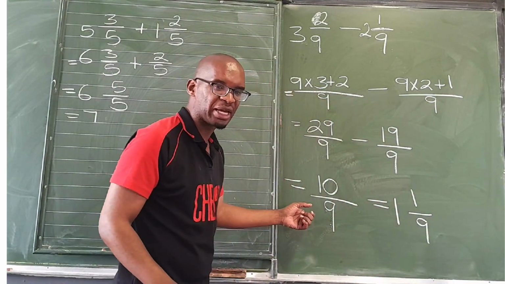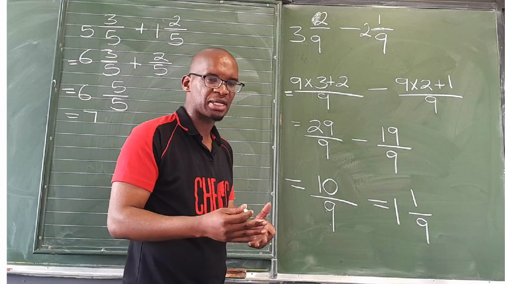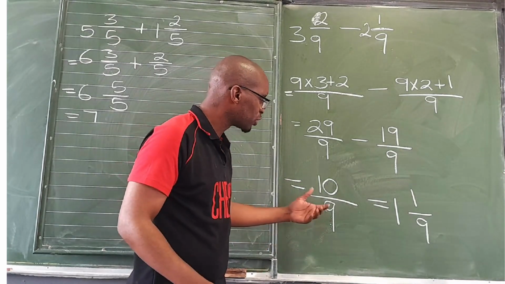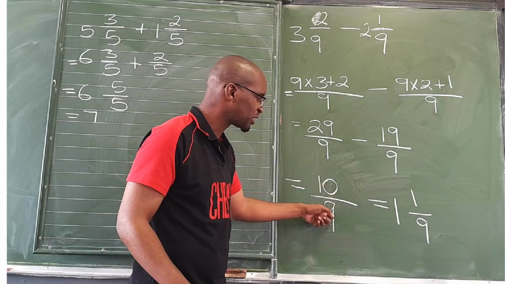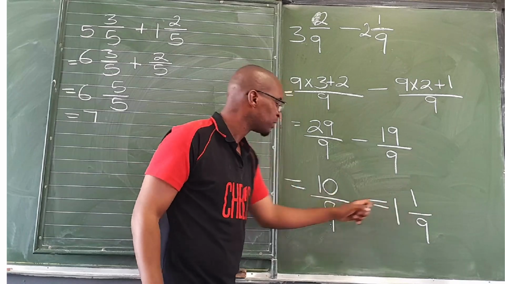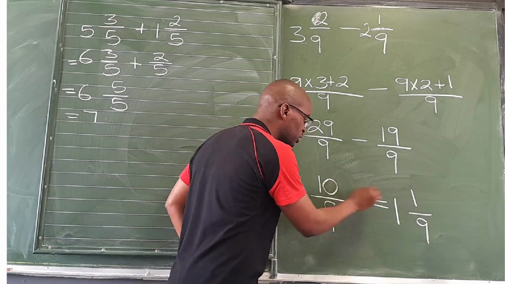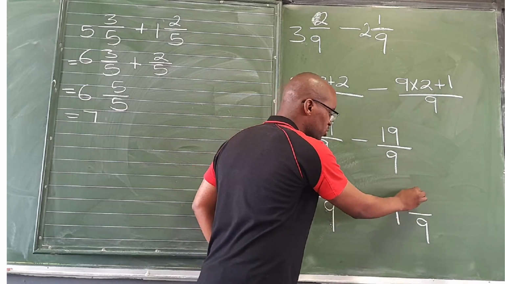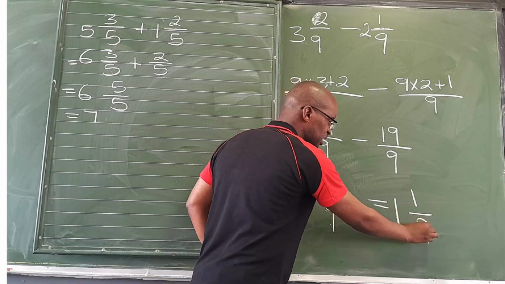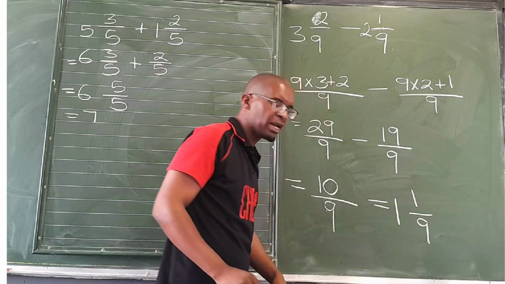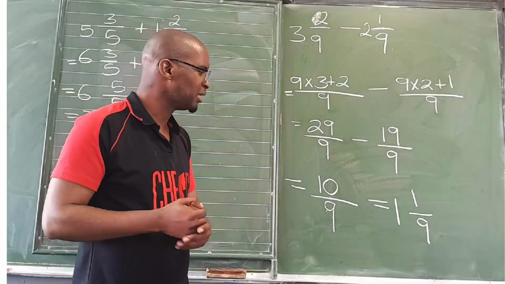So just to repeat that, sometimes you are asked to write the answer in a simpler form, so you can go and write an improper fraction as a mixed number again. So you say 9 goes into 10 how many times? 9 goes into 10 once, and the remainder is 1. Your denominator stays the same. So you have 1 and 1/9 as an answer.